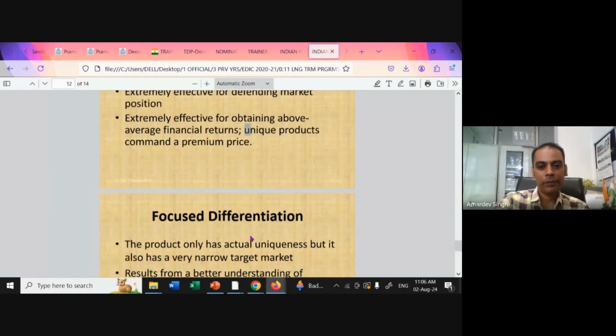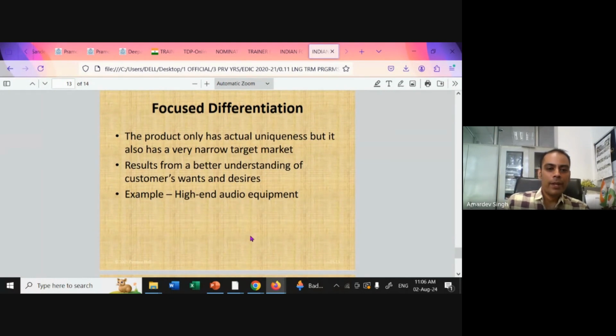Focus differentiation, it says that the product, here the word 'not' is missing. I have typed this presentation in my own hand, so there is a typographical error. It means the product not only has actual uniqueness, but it also has a very narrow target market. It results from a better understanding of customer wants and desires.